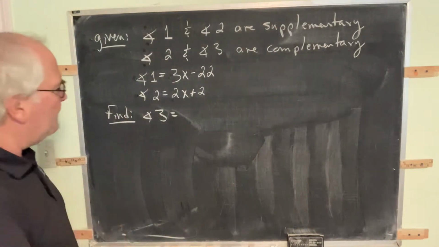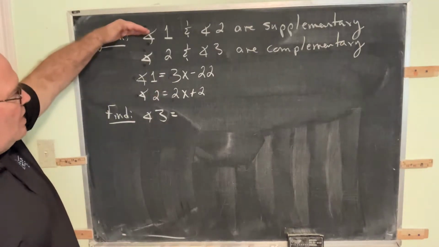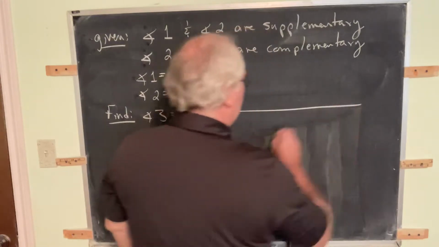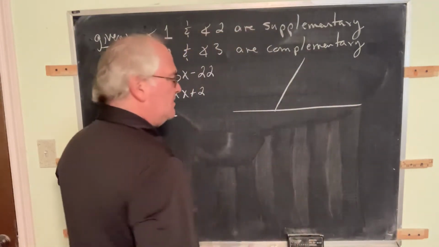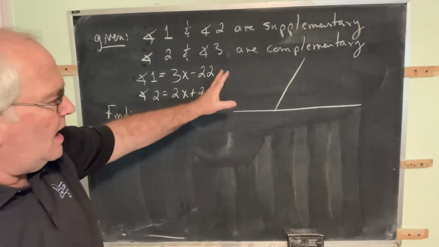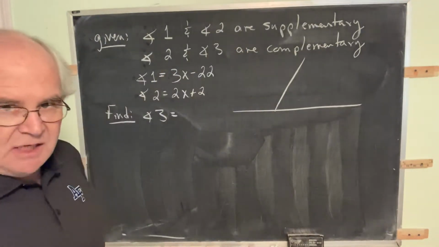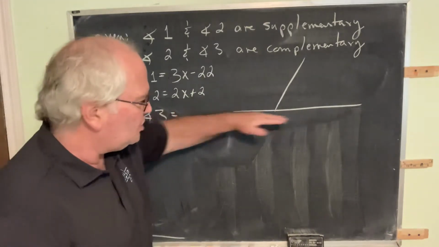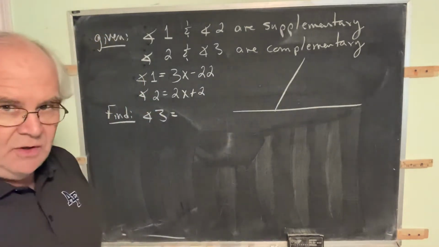So let's see what we have here. What's one thing we know? We know that angles 1 and 2 are supplementary. Supplementary means they add to 180 degrees. Now, we don't know precisely how large they are, but we'll make an approximate representation of supplementary angles. Straight line, they add to 180 degrees.